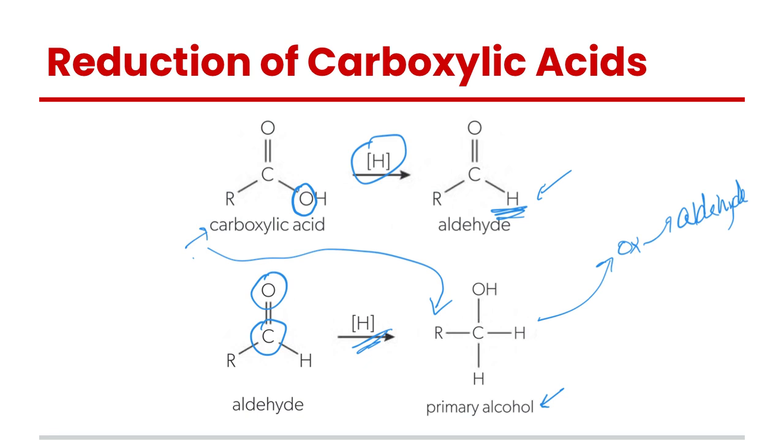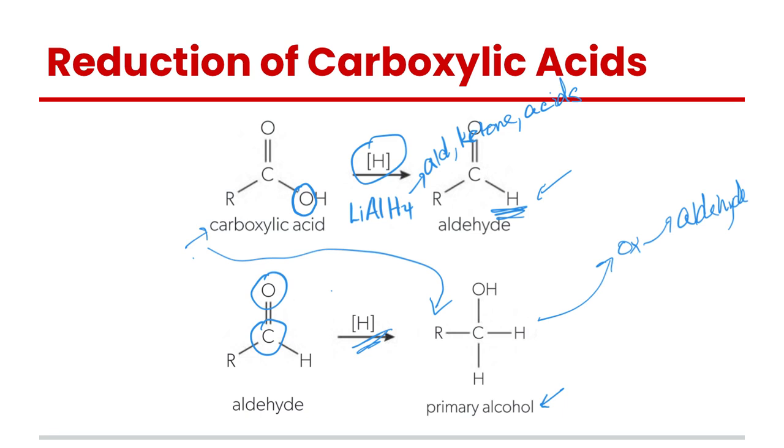Now, we haven't talked about the reducing agents. There are a couple of common ones. They're basically hydrides. So the first one is lithium aluminum hydride, or LiAlH4. This is going to work for reducing all the different compounds here. So it can reduce aldehydes, it can reduce ketones, and it can reduce carboxylic acids.